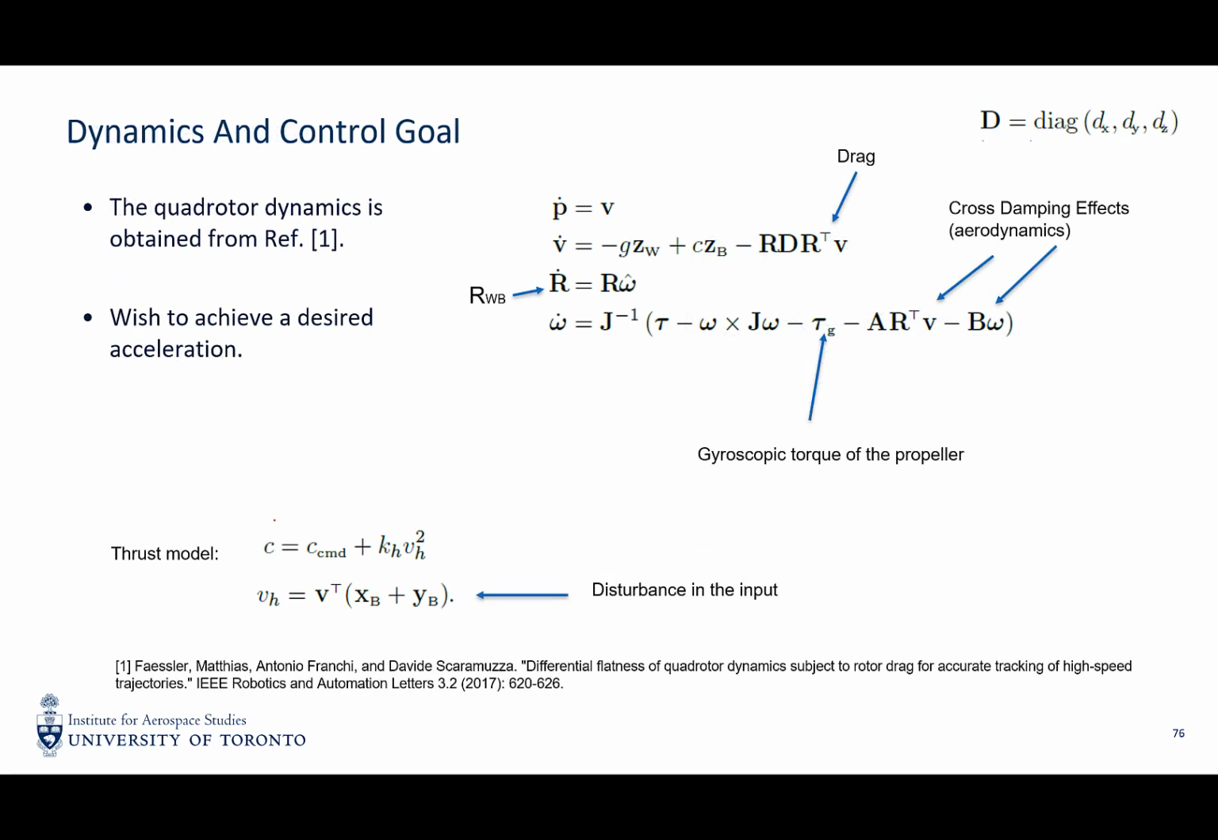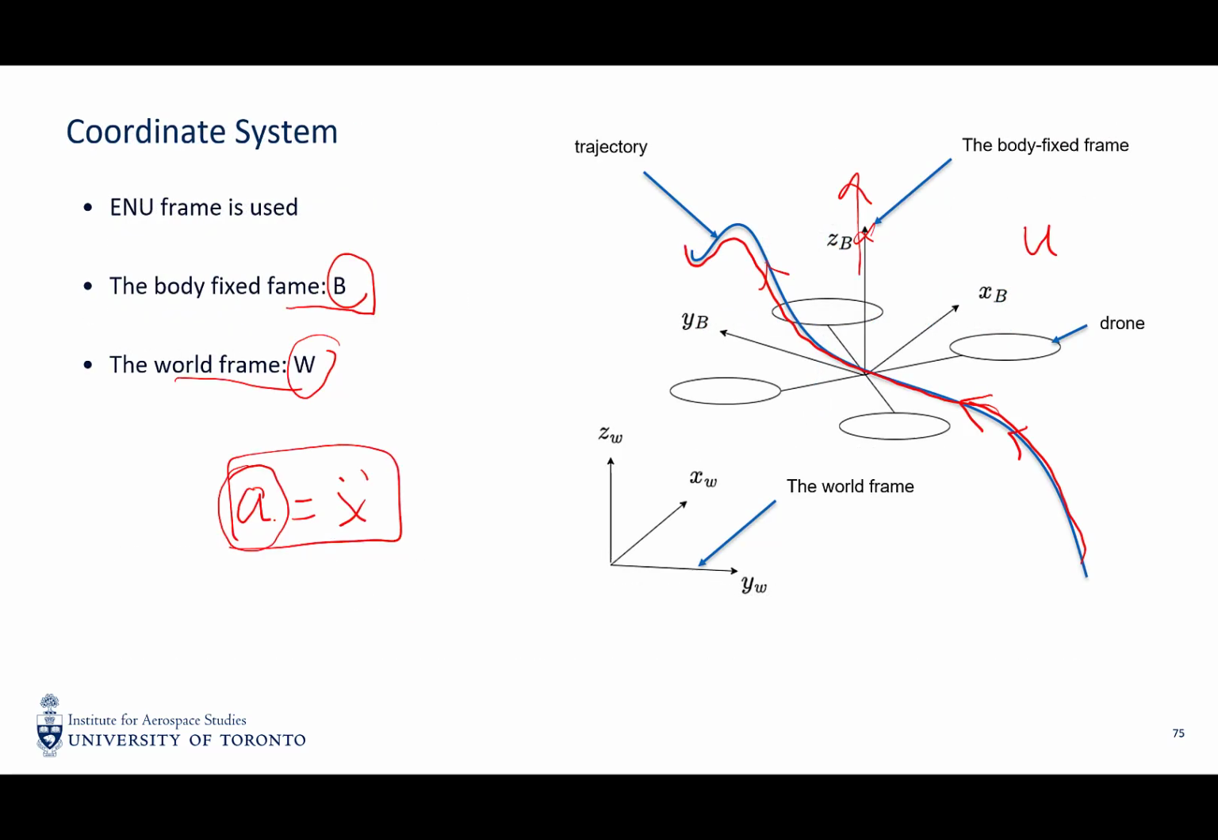Here is the dynamics of the quadrotor used in the paper. In the previous slide, I had a question. Yes. Are those X and Y kind of switched? X, Y, oh yeah, sorry. This is XW. Thanks, that was a typo.